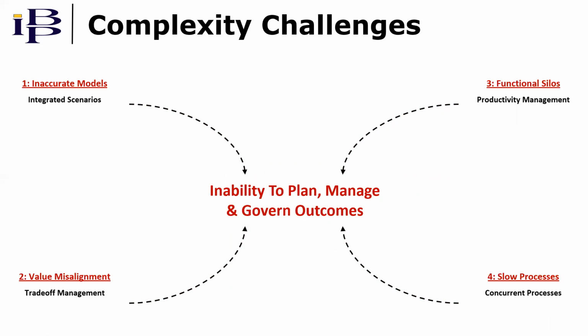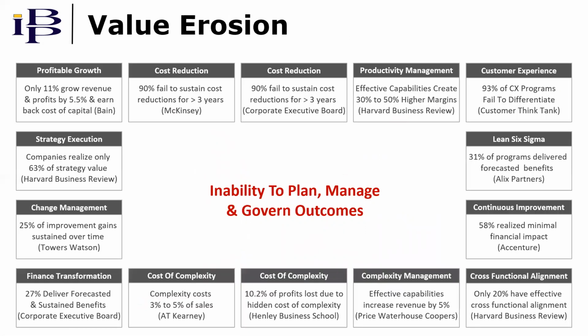And there's four capabilities that we're going to be talking about when we go through the presentation: integrated scenarios, trade-off management, productivity management, concurrent process. And we'll talk to you about what you need to enable those things. So from a value perspective, you'll see a number of these things on the screen. These are results of research studies that I summarized.